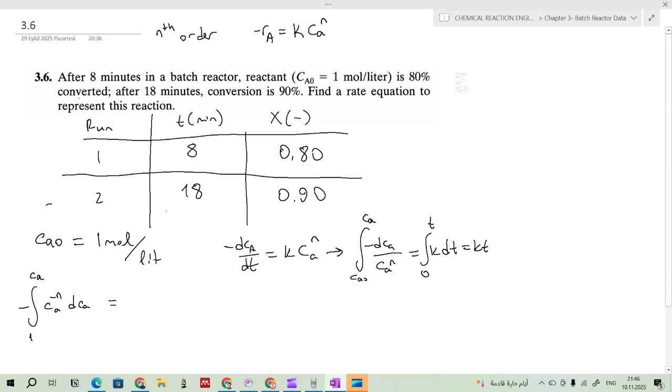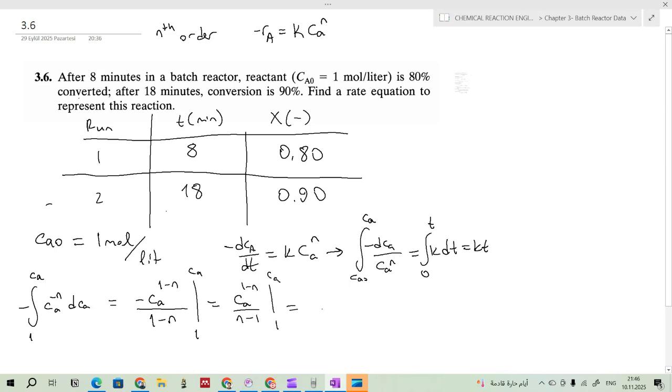So how to solve this integration? It is just a power of minus n, so we will increase the power by plus 1. Instead of minus n plus 1, we can show it as 1 minus n. We have 1 minus n here, and it goes down as well. The boundaries are 1 to Ca. You can distribute this minus sign to the bottom, so you get Ca to the 1 minus n over n minus 1, from 1 to Ca.